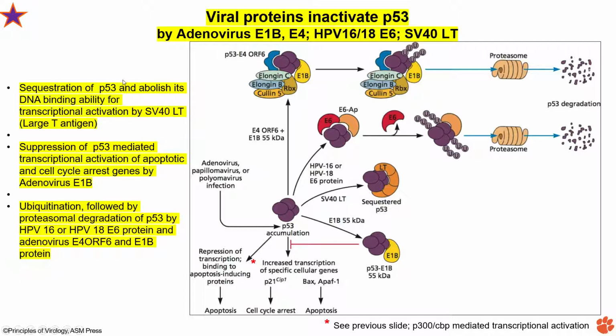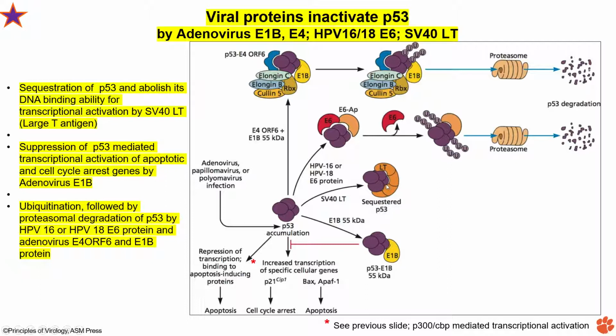I'm going to just read this and show you what is happening. The first one is the sequestration of p53 and abolishing its DNA binding ability for transcriptional activation by SV40LT, or large T antigen. So right here you are looking at the LT, and p53 is a tetramer. When LT binds, p53 cannot do its function. It cannot bind to the DNA.